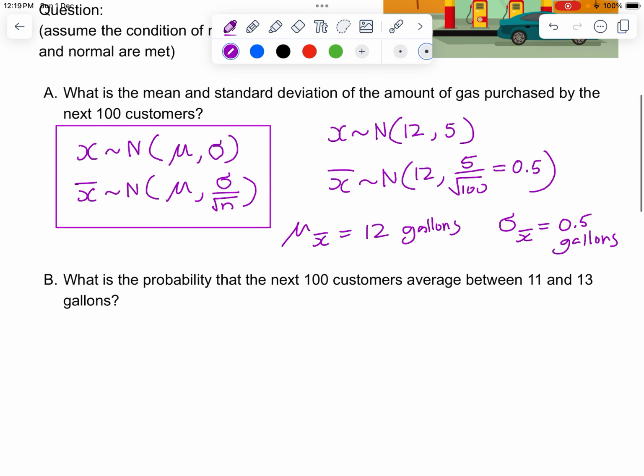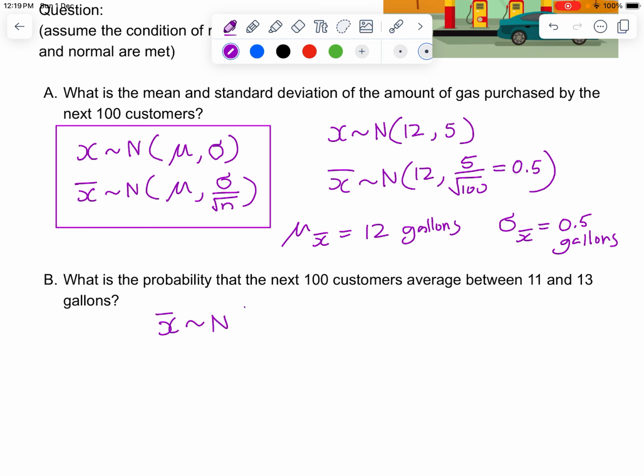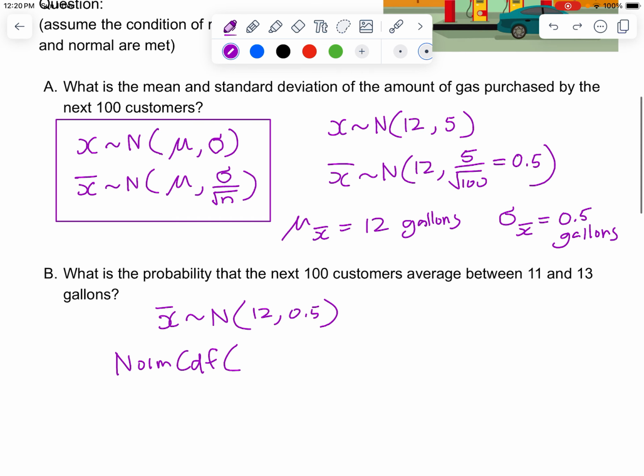So now let's make use of that and find the probability that the next 100 customers average between 11 and 13 gallons. Again, it says 100 customers, that means we're referring to the sample. So we want to make use of this here. Let's just copy that down. We have 12 for the mean and 0.5 for standard deviation. And it says between 11 and 13, so that means we want to use normal CDF. Again, if you're not familiar with how to do this, please refer to my previous video, because that's where I teach about normal CDF.